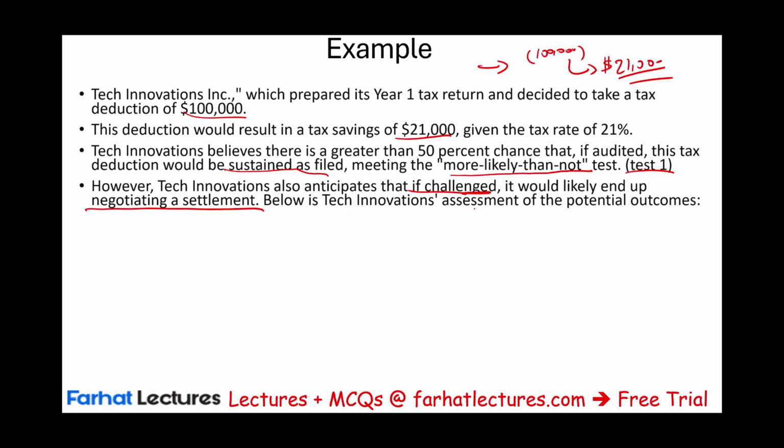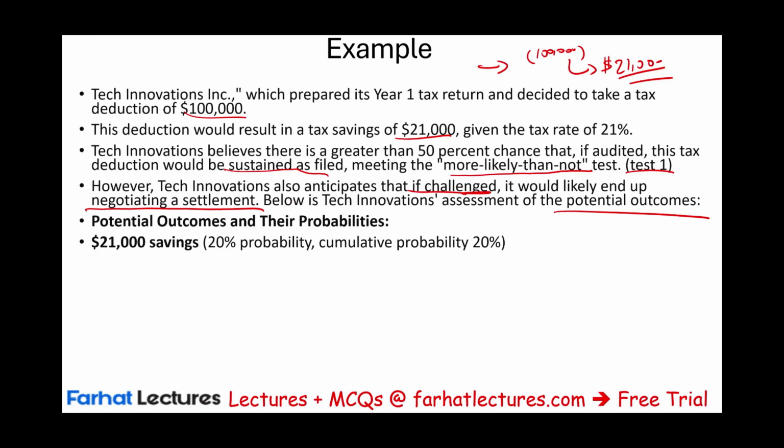And we're going to look at the assessment of the potential outcome. So what would Tech Innovation decide to do? They would say, okay, here are the probabilities. There's a 20% chance that we will get the full savings, the 21,000. Now, remember, there's a more than 51% chance it will be acceptable, yes. So please don't confuse the greater than 50% chance, the more likely than not test, with the probabilities.